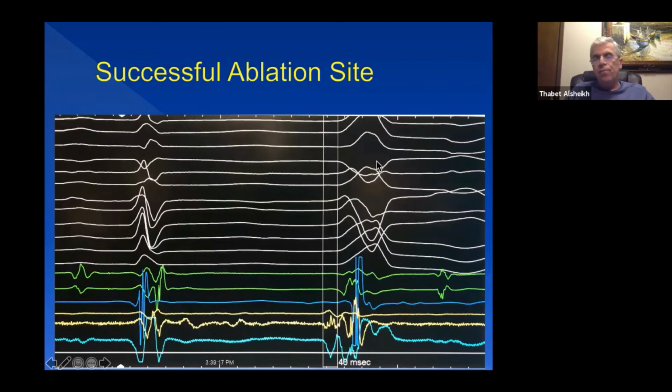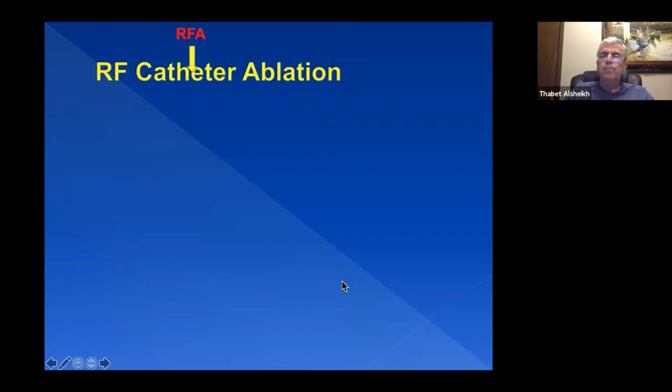Again, you pace map from a site that's very early relative to the surface QRS. This is the PVC. This is the successful site. This is the ablation. Very early, 40 milliseconds earlier than the surface QRS. Fractionated, low amplitude, sharp signal with unipolar negative. This site was also successful.